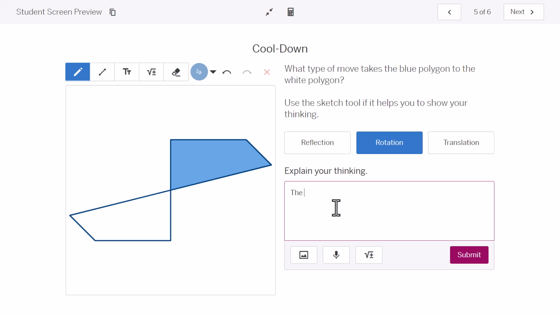And I can say the blue figure pivots on the point shown. I'm going to say pivots 180 degrees.